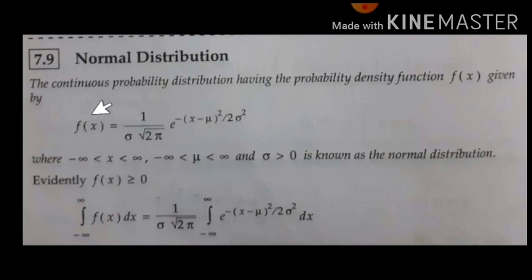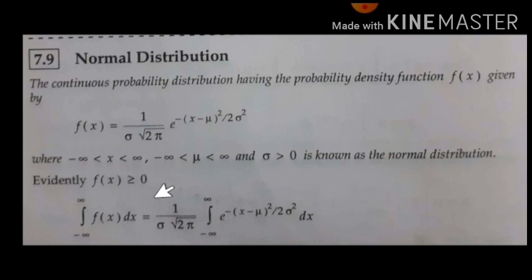So we need to check whether it is a probability density function or not. For it to be a probability density function, it has to satisfy two conditions. The first one is that f of x should be greater than 0. Here you can see that it is not a negative value, it is positive itself. Hence, it is directly known that f of x is positive. The second condition, we need to prove that the integral from minus infinity to infinity of f of x dx is equal to 1. So that condition we are proving here.